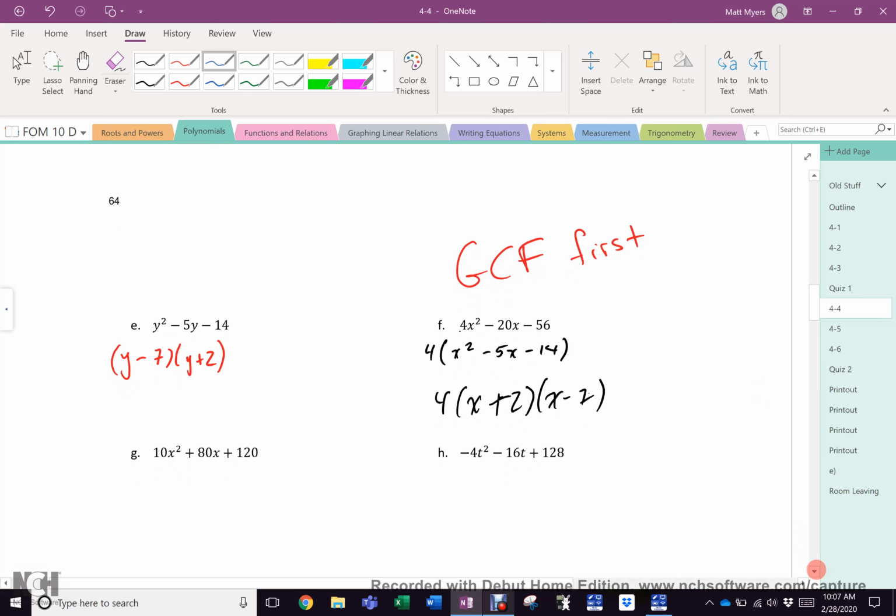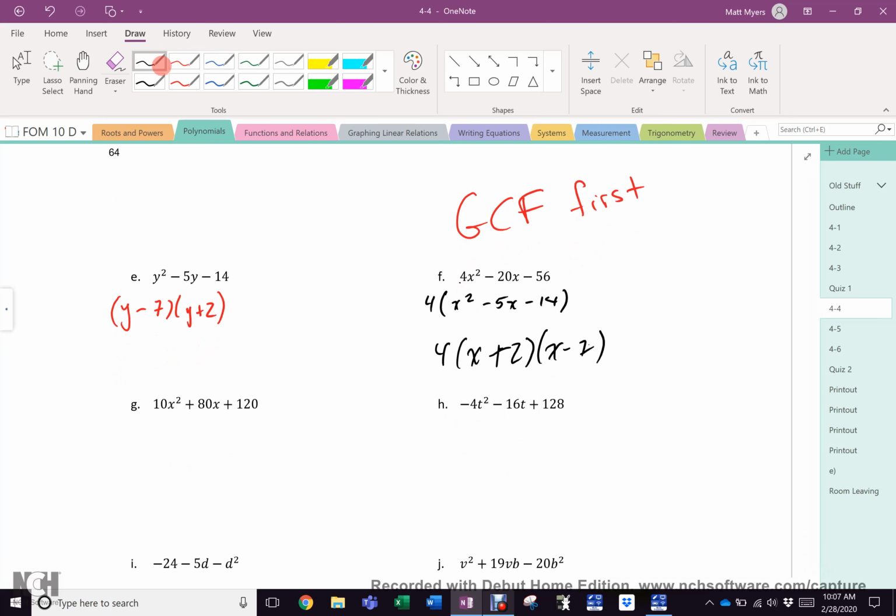All right, what bugs you about G? The 10. So what are we going to do with it? Divide. We're going to factor it out, just like Mr. Myers taught us. So 10 is going to be at the front, and then what's going to be in the middle? X squared plus 8x plus 12. Now I need numbers that multiply to what? 12 and add to what? 8.